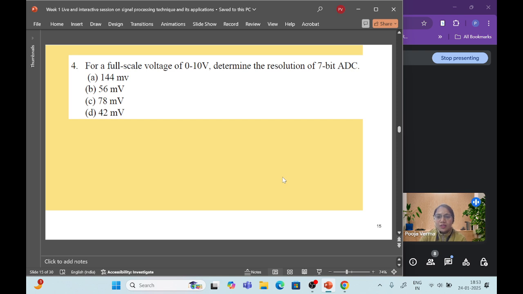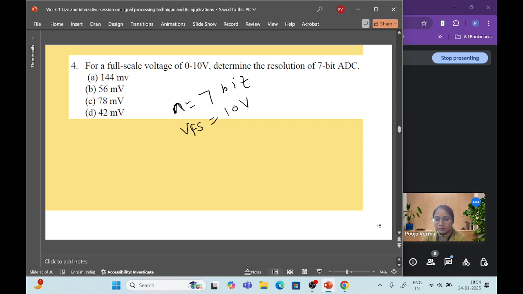Now, the next question: a full scale voltage of 0 to 10 volt is given. Determine the resolution of a 7-bit analog to digital converter. That means n is given here, that is 7 bit. And the full scale voltage VFS is 10 volt, 0 to 10 volt. The maximum is 10 volt.